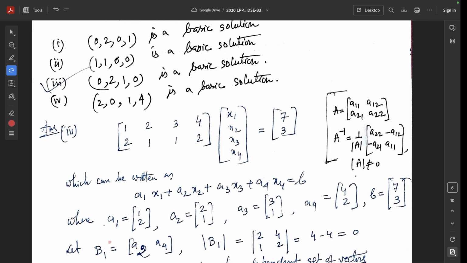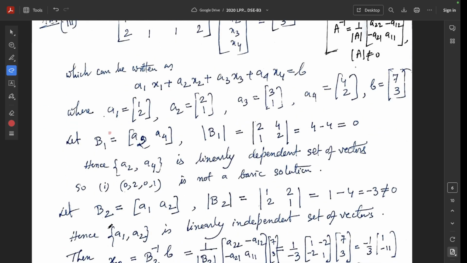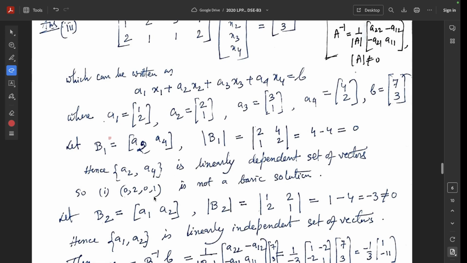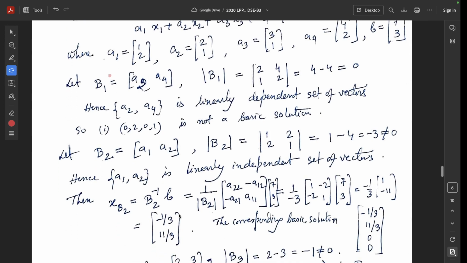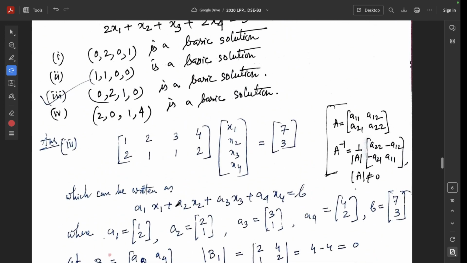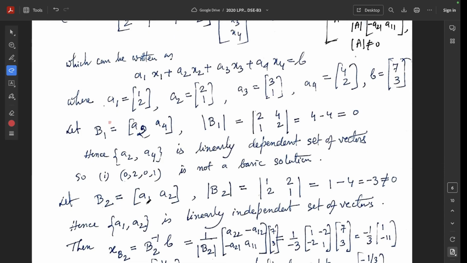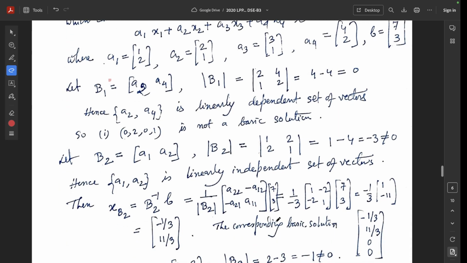Next, for option 2, let B2 be A1 and A2 as the basis matrix. These are the non-zero vectors, 1 and 1. So we choose B2 equal to A1, A2. The determinant of B2 is equal to -3, not equal to 0. Hence A1, A2 are a linearly independent set of vectors. Then we can find XB2, the basic solution.